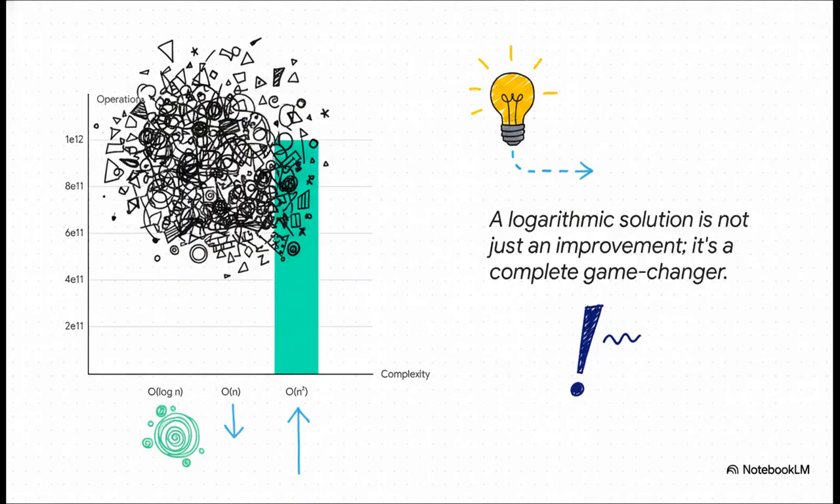And this right here, this is why it matters so much. Just look at the insane difference on this chart. For a million items, a naive, kind of clunky solution, what we call O(n squared), would take 1 trillion operations. Yeah, 1 trillion. A decent linear solution, O(n), takes 1 million. But an elegant logarithmic solution, O(log n), takes just 20. 20! That's not just an improvement, that's a whole different universe of performance.